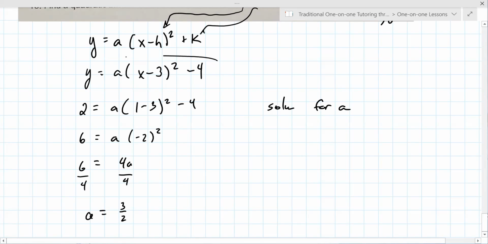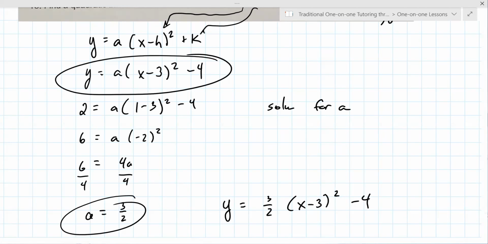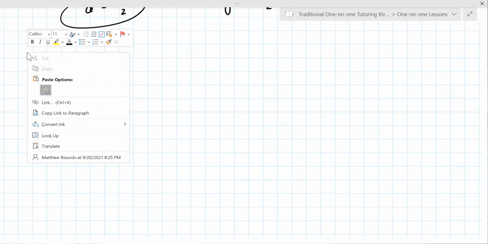So that means you go back to this line right here, and then just plug it in. Yeah, just put that in. So it's y equals 3/2 (x minus 3) squared minus 4. Okay, perfect. All right, so 17. Yes.